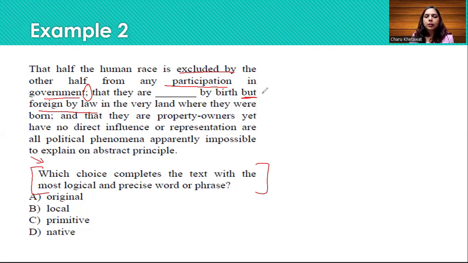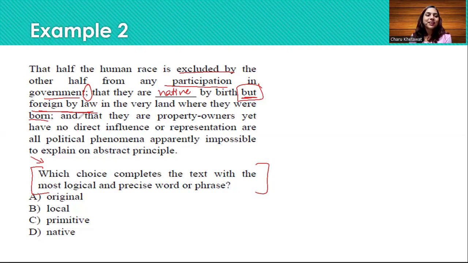So you can solve the sentence here itself, because "dash by birth, but foreign by law." "But" is a contrast indicator, so I need an opposite to "foreign by law." Opposite to foreign is they are natives. Now let's plug it in: that half the human race is excluded by the other half from any participation in the government, that they are native by birth but foreign by law in the very land where they were born.